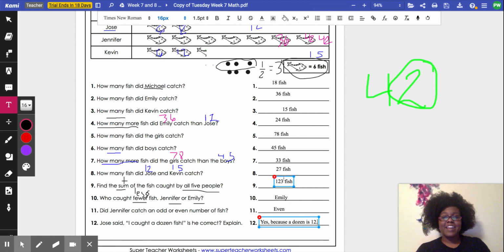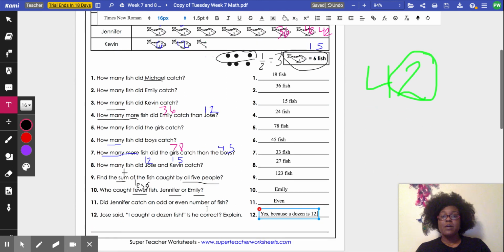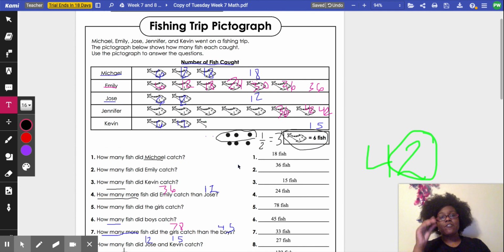All right. I know this was a lot of information. A lot of different math skills were covered on this pictograph, but I hope that it was explained in a way that you can understand it. And if you need some extra help or additional help, feel free to reach out. You can text, call, email, whatever you need. If I'm not your math teacher, you can still reach out to me, or you can reach out to your teacher because they also know how to solve these problems.